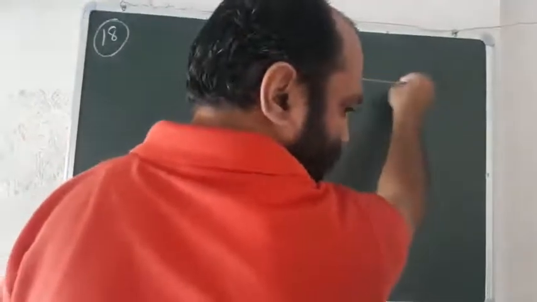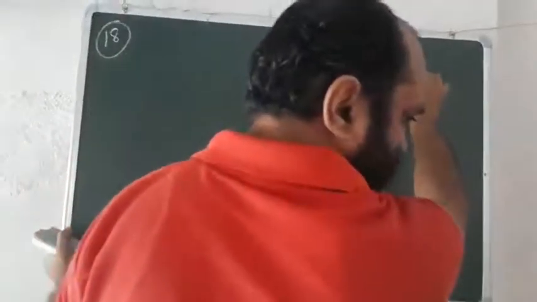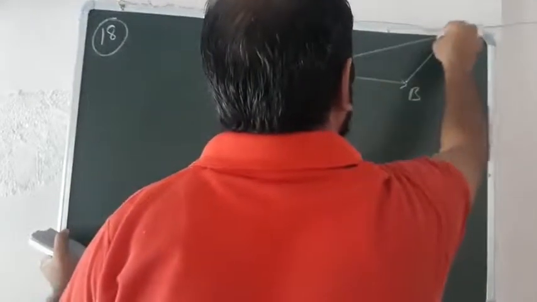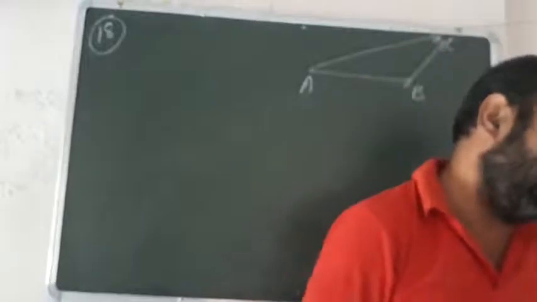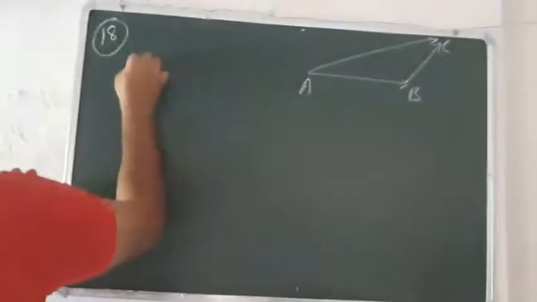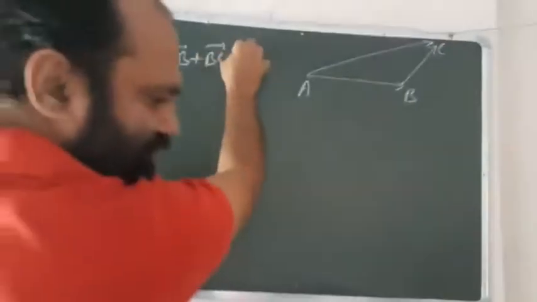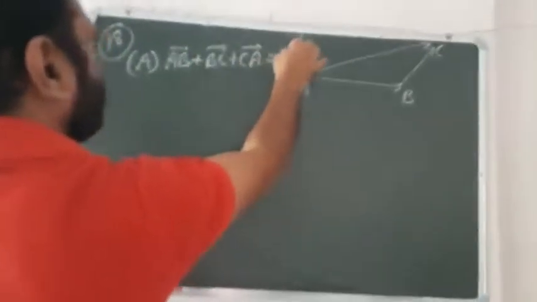In this figure, the triangle ABC is given. This is the triangle ABC. It is given. Which of the following is not true? First, you have AB vector plus BC vector plus CA vector is equal to 0.